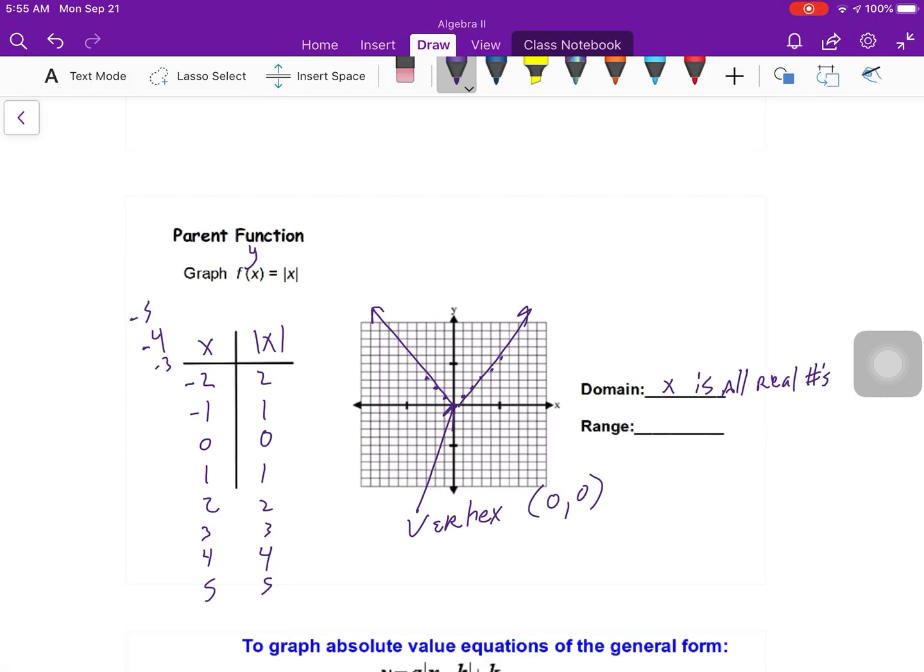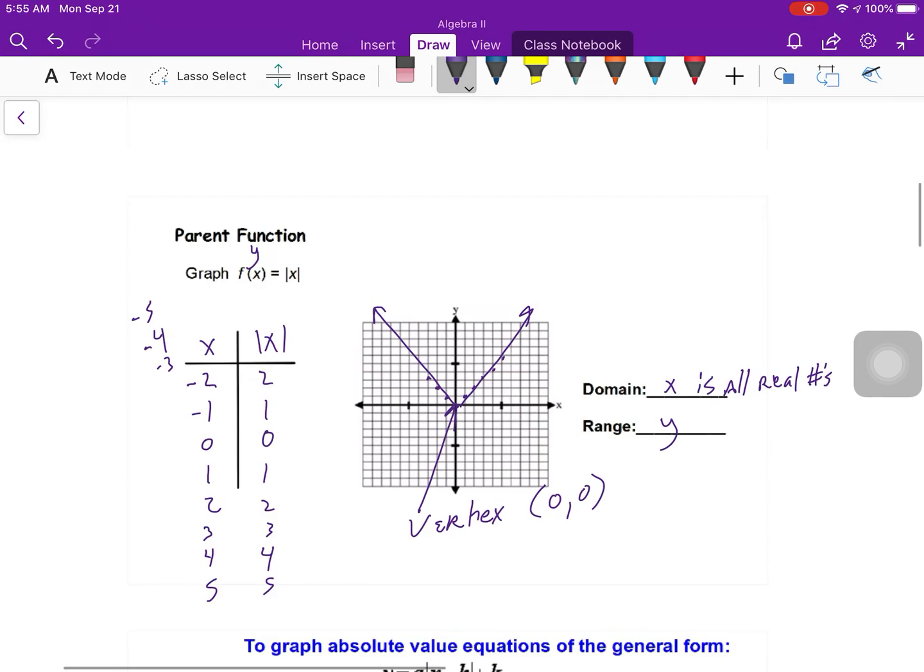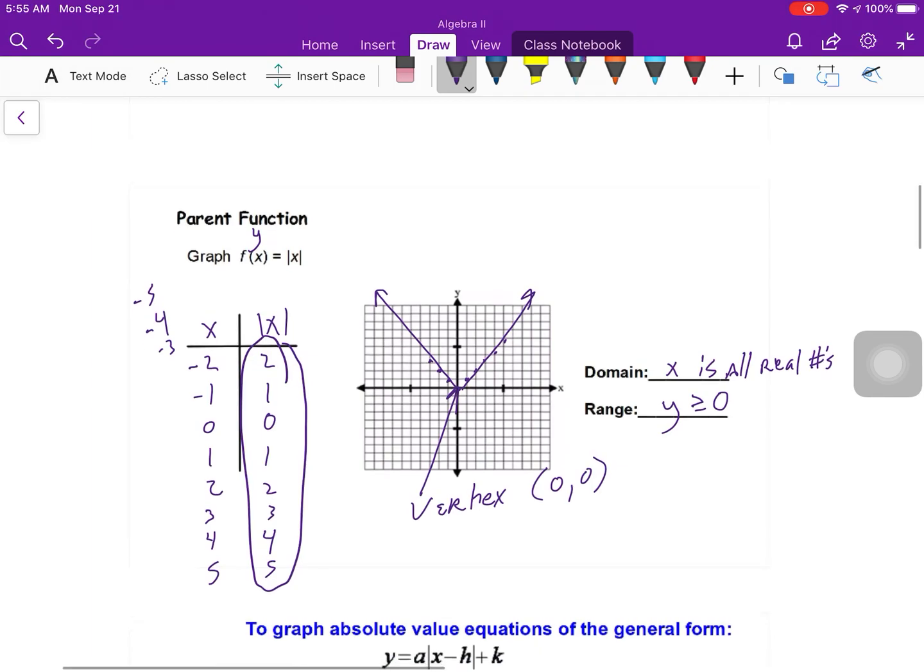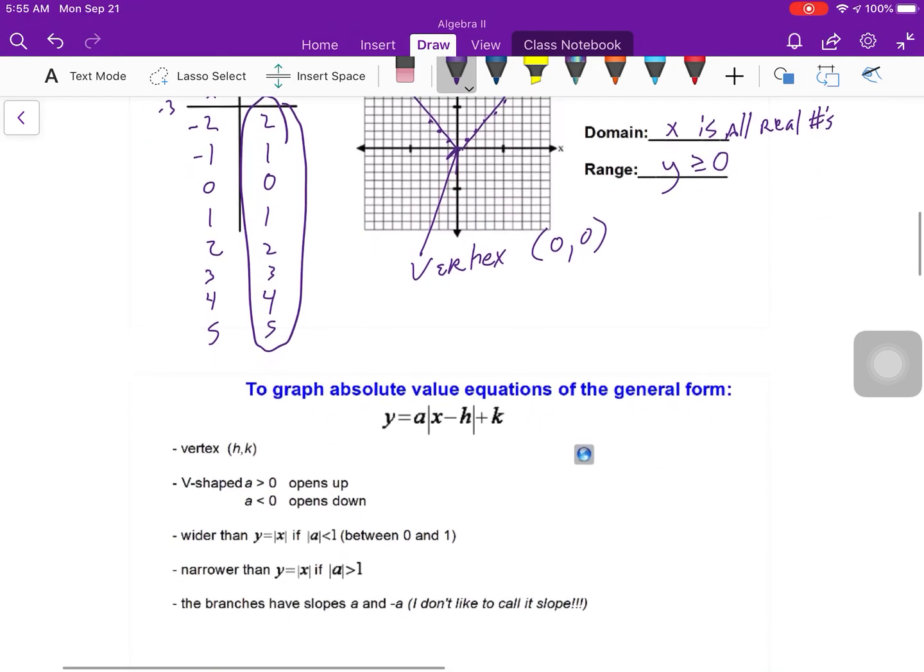But if you notice, your graph doesn't dip below the, and I'm sorry, I should say this, your range is your y values, what gets spit out. None of my y values in here are ever negative. So my range is y is greater than or equal to 0. And if you look at your graph, none of these purple dots that I graphed go below 0 on the y-axis. So we can take that parent function and move it.